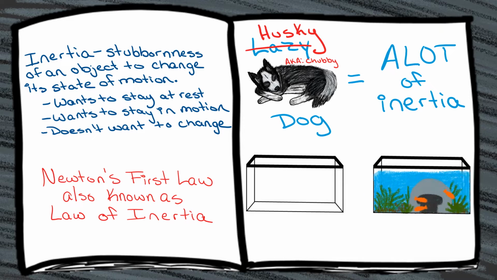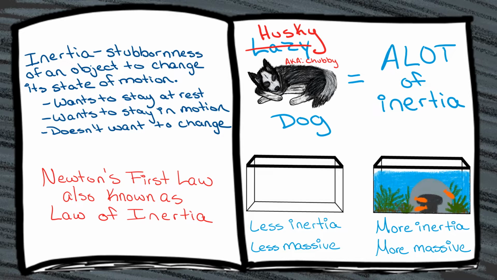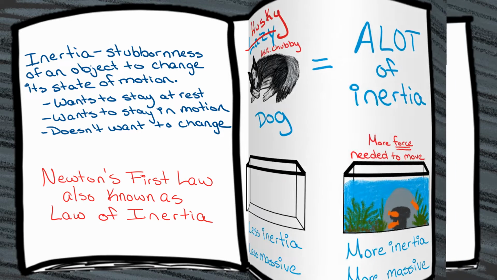Which one do you think will have more inertia? That's right, Alex. The full aquarium would have more inertia. But why if they're the same object? Right again, Alex, the water results in more mass, which means it's going to be more difficult to make it move. Thus, the greater the mass, the greater the inertia the object has, meaning the greater the force that would be required to change its motion.